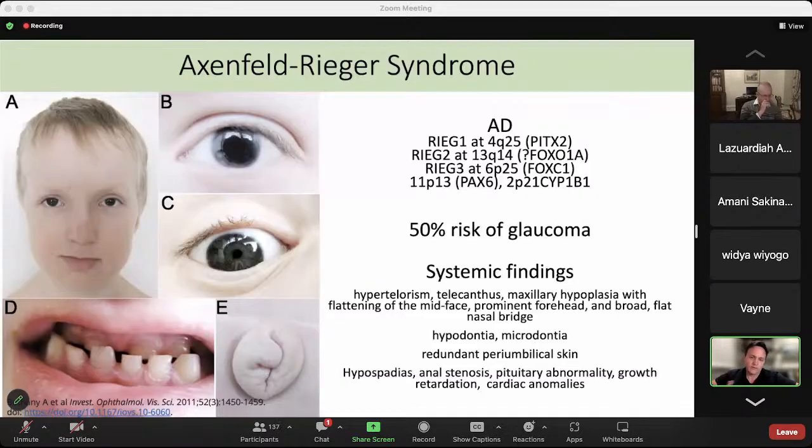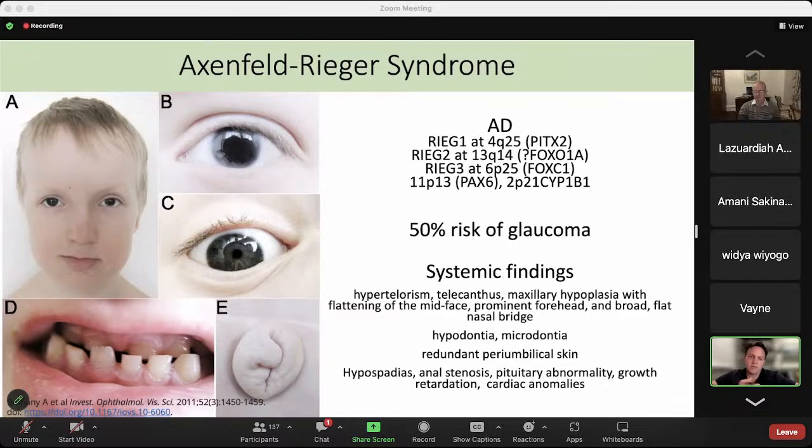When that's combined with Axenfeld anomaly, we call that Axenfeld-Rieger syndrome, of which there's multiple genetic causes. It's an autosomal dominant condition, so there may be a strong family history of children or even parents having eye issues, but it does have variable penetrance. So some parents may not have glaucoma or have relatively mild expression of the condition compared to a more severe phenotype in the child. So it's important to always look at the parents as well.